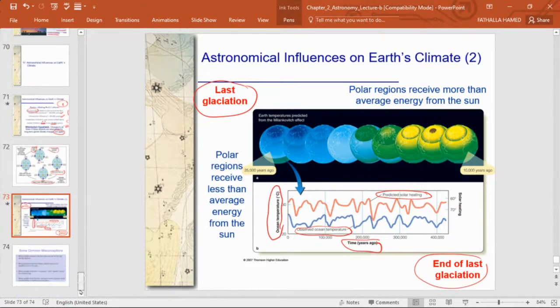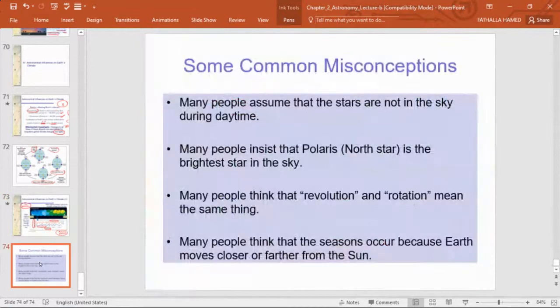With this, we can conclude chapter number 2, where we talked about how we view the sky from the Earth, and we talked about how we obtain the seasons. And then we talked about the different variations that the motions of the Earth can go through, and that can affect the climate of the Earth. Any questions so far? Any questions?